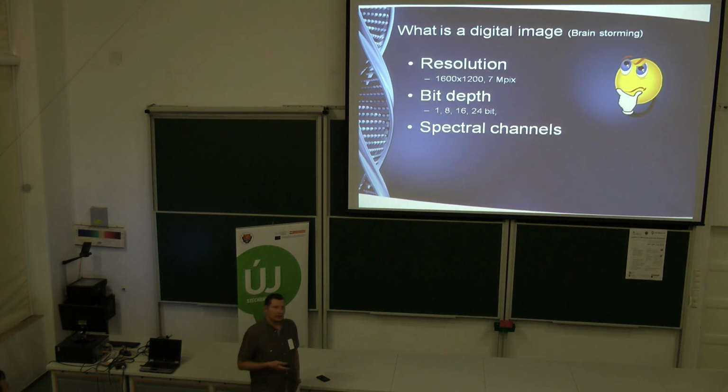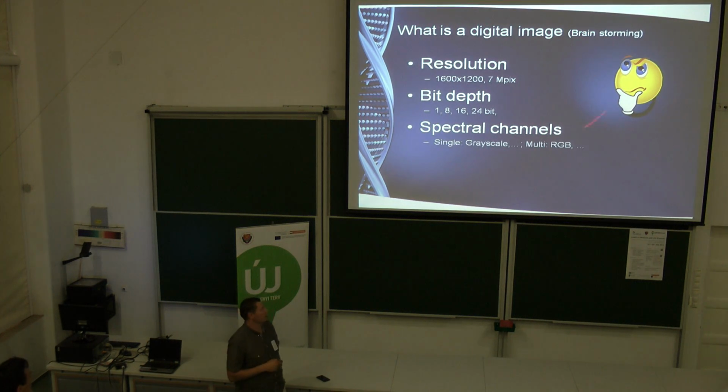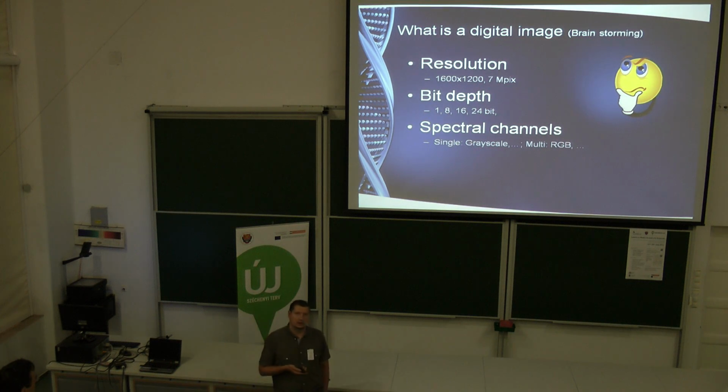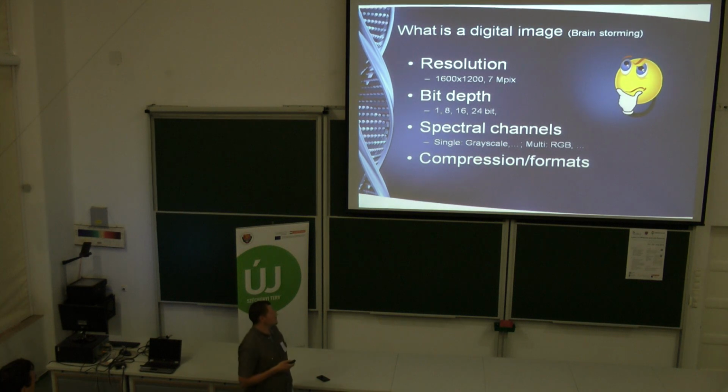Spectral channels, I think you heard about that. In image analysis, there is a single channel and there are multiple, like RGB, or in microscopy we have several channels. Maybe you heard about satellite imaging, where there are hundreds of channels. And finally, which is very important, I believe, is compression and formats.